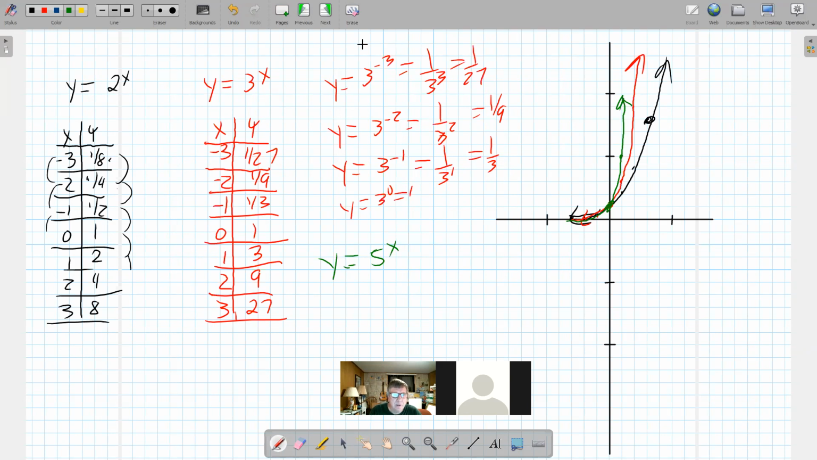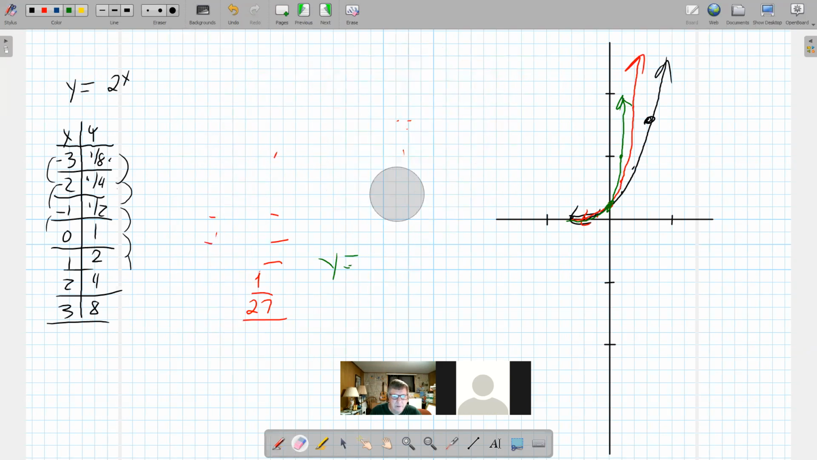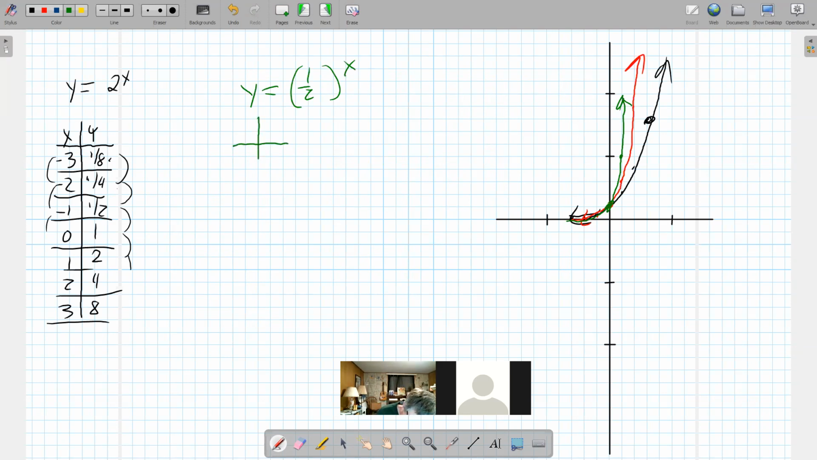All right, now let's delete this. And let's see, we still have green. We'll use green. Let's look at y equals 1/2 to the x power, and let's see what that does. I draw such lovely straight lines here. Not. Okay. -3, -2, -1, 0, 1, 2, and 3.